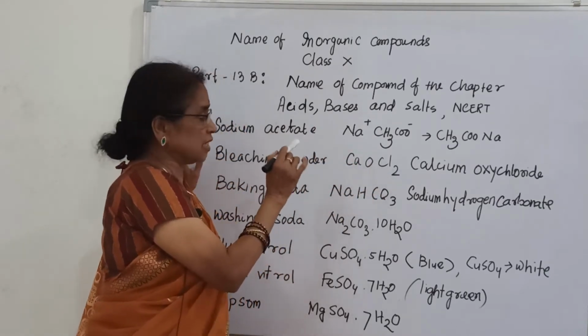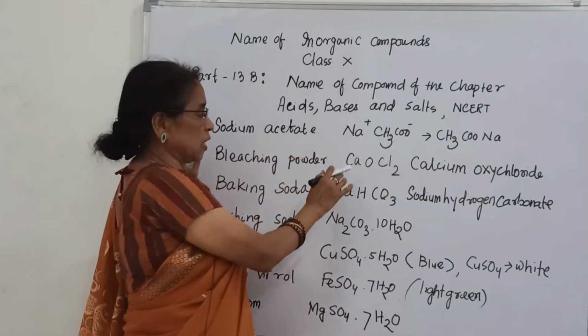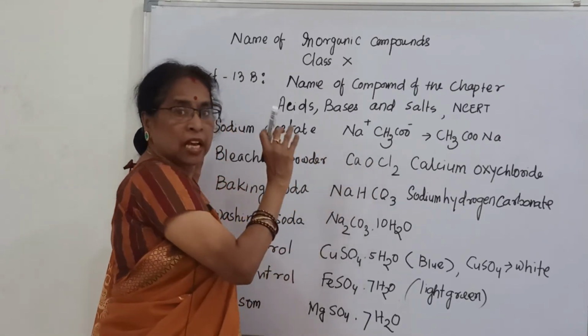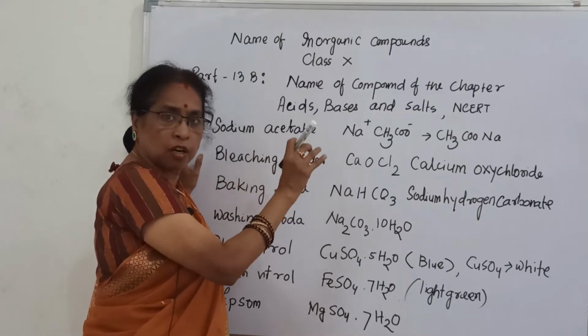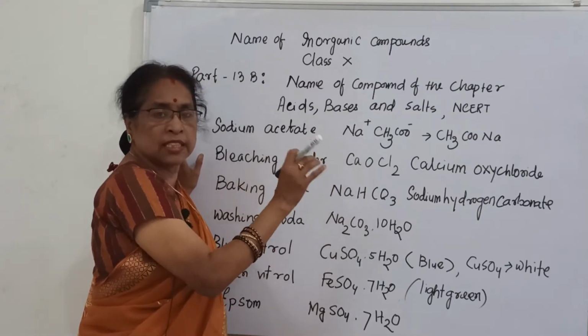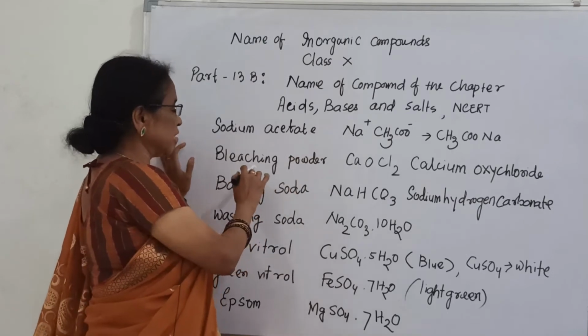Now bleaching powder. You should remember there is no trick for this formula: CaOCl2. What is the meaning of CaOCl2? Calcium oxychloride. Calcium, CaO oxygen, chloride Cl2, CaOCl2, that is bleaching powder.